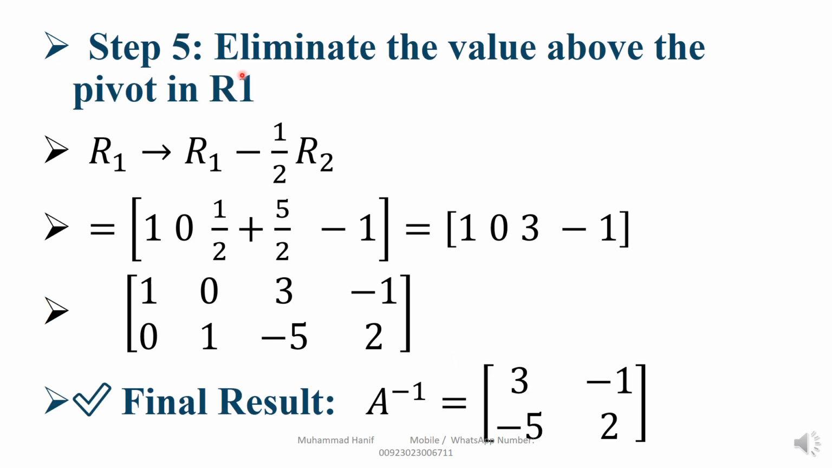Step 5. Eliminate the value above the pivot in R1. R1 becomes R1 minus 1 upon 2 R2. Now you can see here we have simplified, then we get this answer. This is R1, the first row, and then you put this first row.